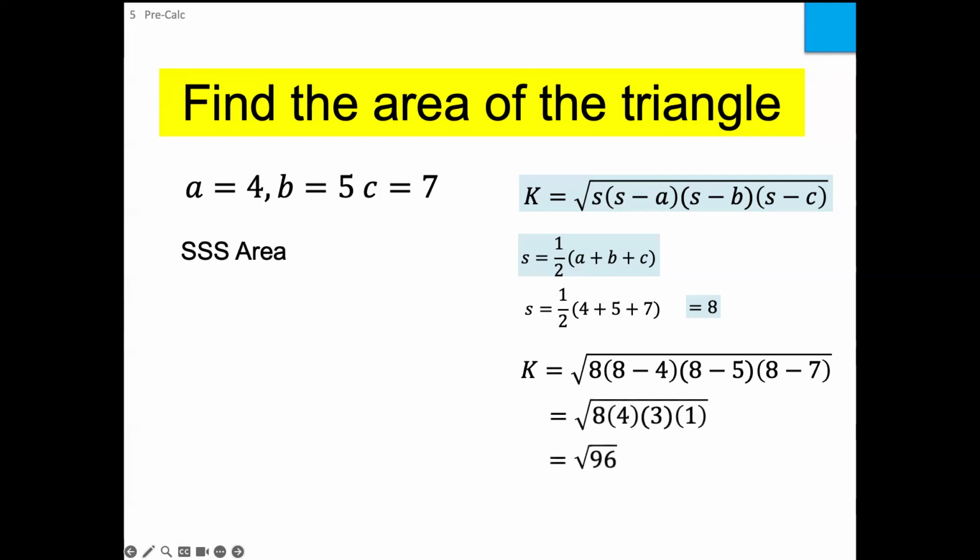Any perfect squares in 96? 16 times 6 is 96. So it's 4 root 6 square units. And there's your homework right there. Tonight for homework, they're either going to give you SAS or they're going to give you SSS. If they give you SSS, no, you're not doing the proof, right?